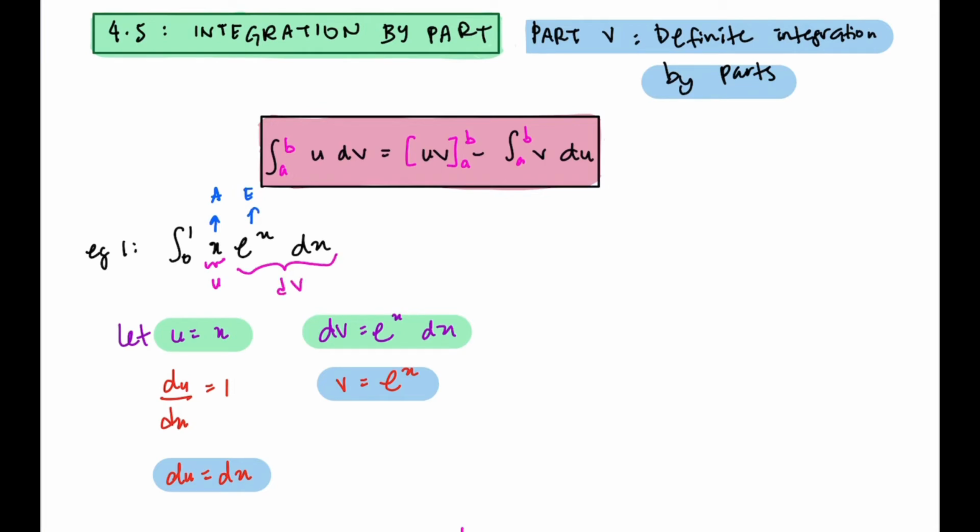So let's do this. Let u equal x. Let dv equal e to the power of x dx. So from your u, let us differentiate, du over dx. This is just equal to 1. Therefore, du, just cross multiply, du is just equal to dx. Now let's look at our dv. dv is equal to e to the power of x dx. Therefore, let's integrate. v will be equal to the same function, e to the power of x.